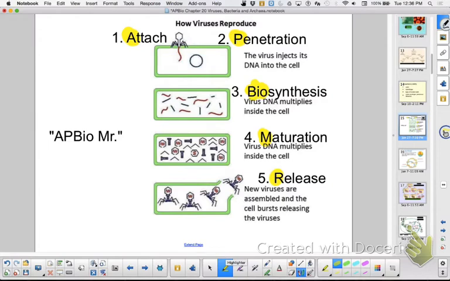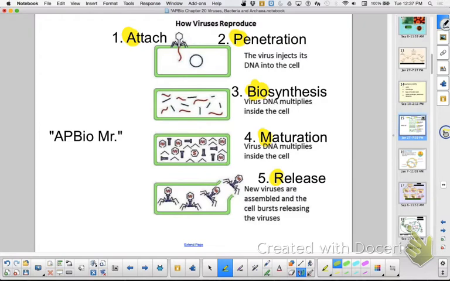So attachment, somehow it's adhering to the cell. Penetration would be just getting that nucleic acid in there, but the whole cell could go in as well. Bio, what does bio stand for? Biosynthesis, making of more viral components, and also any enzymes that they would be packaged with. The M is for maturation, the point where the virus is compiled into one unit, all of its parts. And then release. In this case, it's a bacteriophage, lysing the cell and killing the host cell, or it might bud out in some fashion. So we're just going to see variations on that theme.